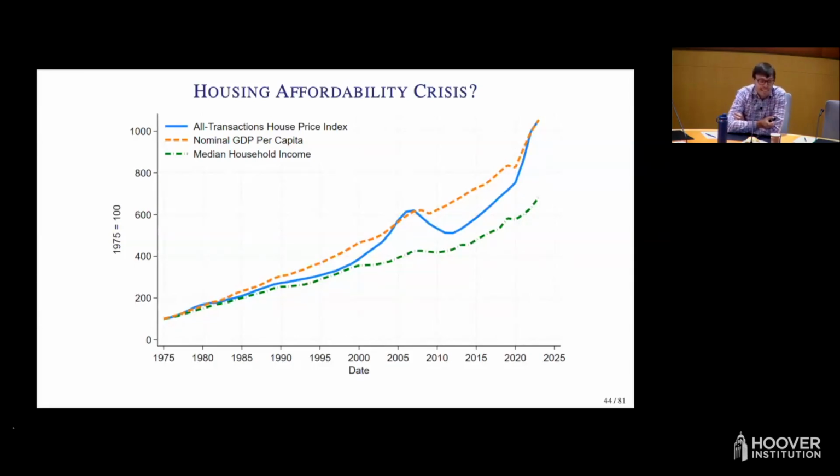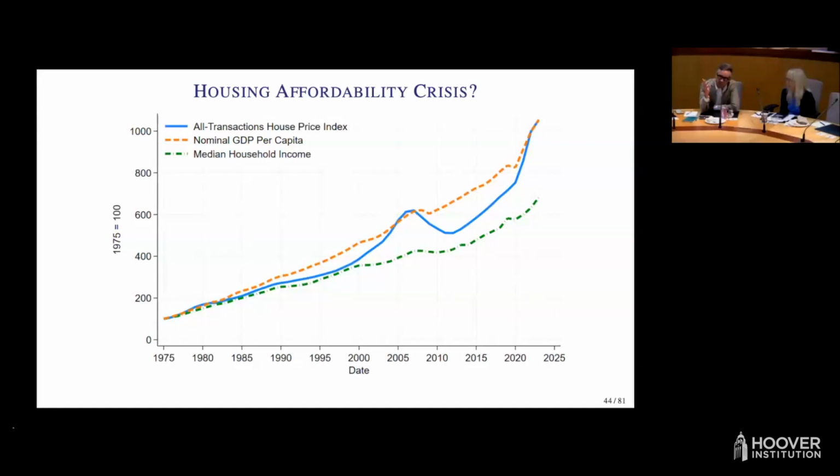In related work that we're producing where we look internationally, we see this very same pattern across most rich countries, that house prices basically follow GDP per capita. And that's what you see across cities as well. And it speaks to just as people get richer, they buy nicer houses, they value amenities more, and that sort of thing.